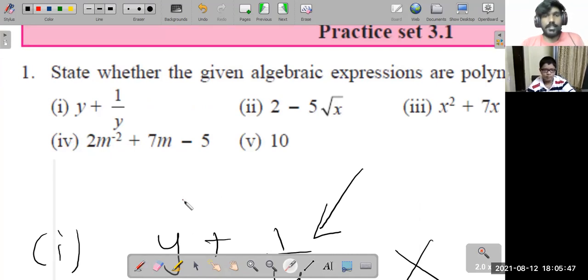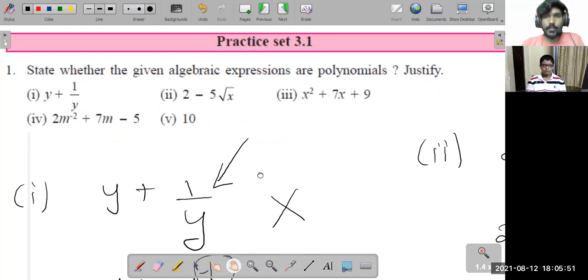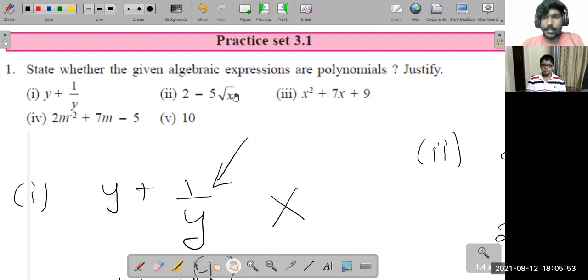Yes, correct. So first, see that you finish writing in your notebook all five with proper statements. By proper statement, I mean, if it is not a polynomial, just give the reason why it is not a polynomial. And if it is a polynomial, there's no need to give any reason. Just write, yes, it is a polynomial. Fine?